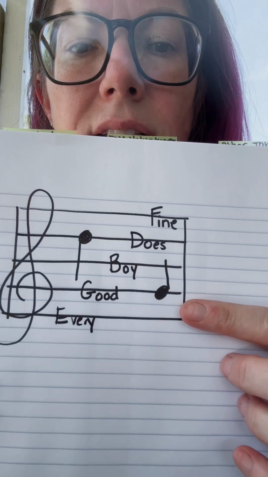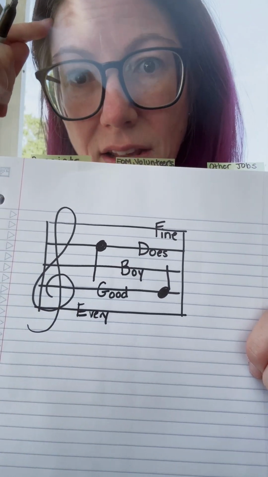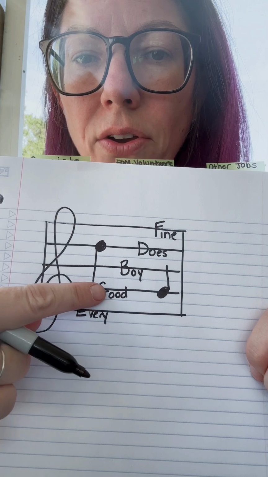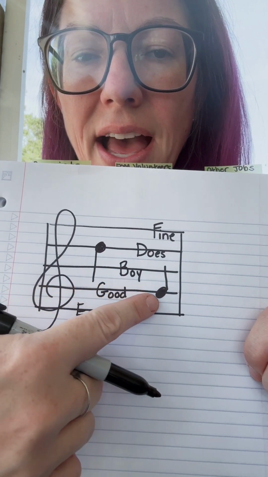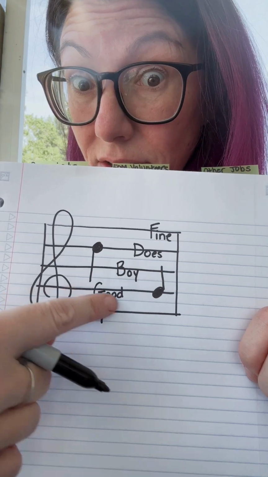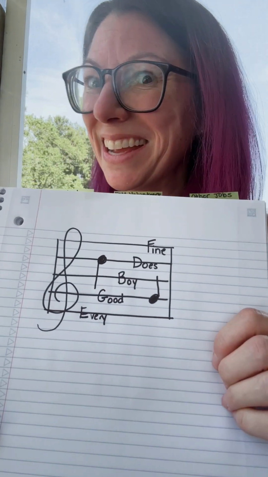Let's try this one. See if I can trick you a little bit. The second line right here. Have you figured it out yet? Let me think of my words. Every good, it's on that line, so that is the letter G, because good starts with G, every good. You getting it?